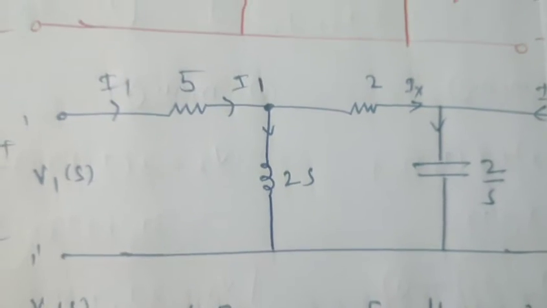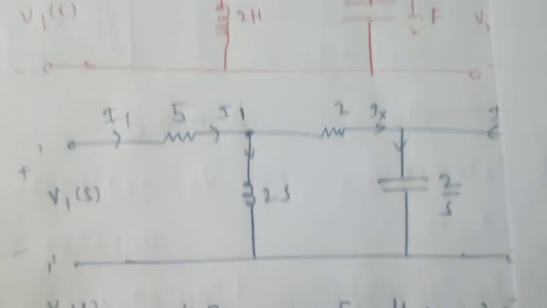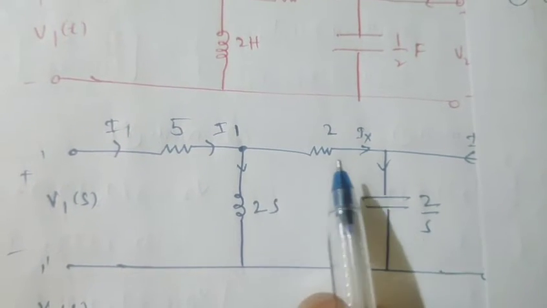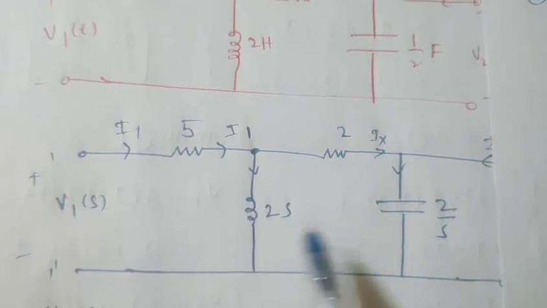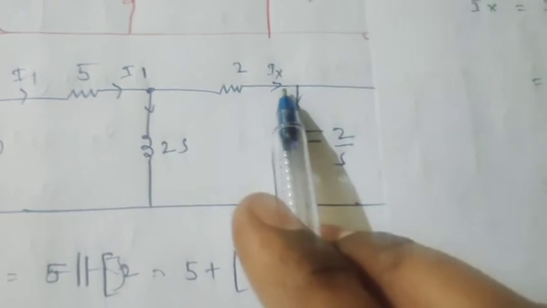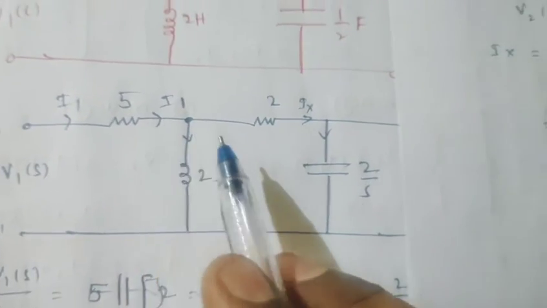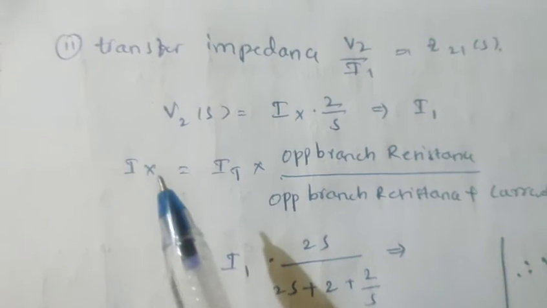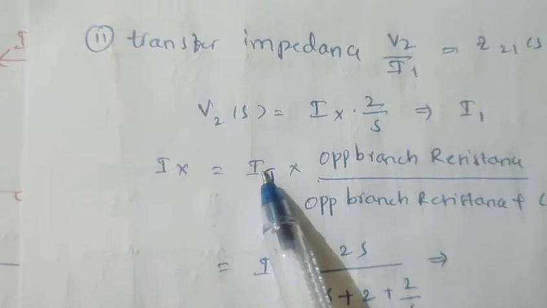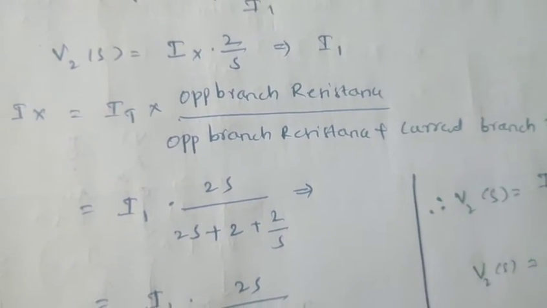Here we have to find the current, so I am applying the current division rule. Up to here the current is I1. Again it is divided into this 2 ohms impedance, this 2s impedance, and 2s impedance. So the current in a branch is equal to the total current into the opposite branch resistance, divided by the opposite branch resistance plus the current branch resistance.